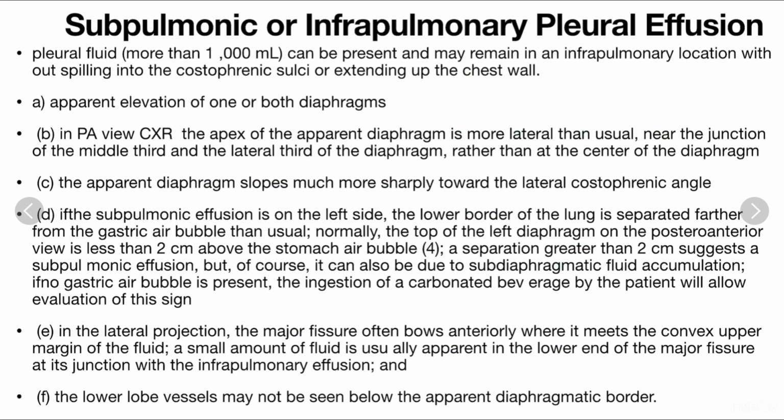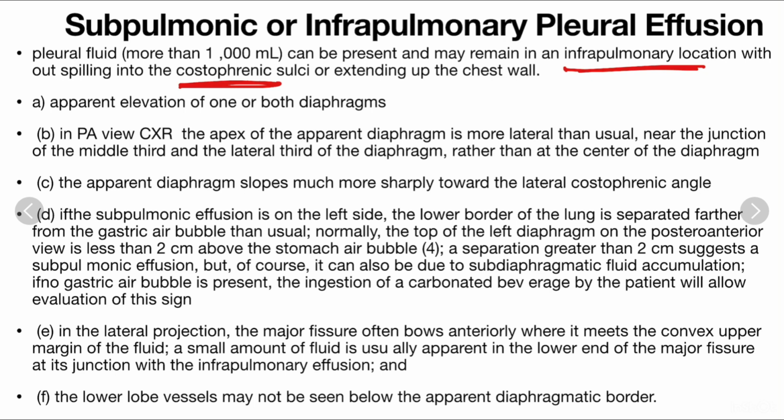There is an entity known as subpulmonic or infrapulmonary pleural effusion. Pleural fluid of more than 1 liter can be present and may remain in an infrapulmonary location without spilling into the costophrenic sulcus or extending up to the chest wall. So it will not obliterate the costophrenic angle, but it will be there in the infrapulmonary location, and the amount will be more than 1 liter. Then how will we diagnose it?